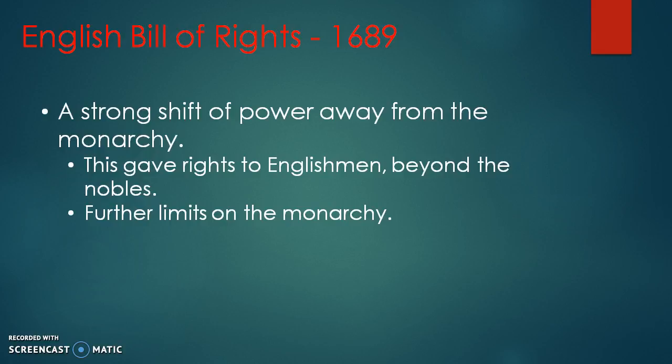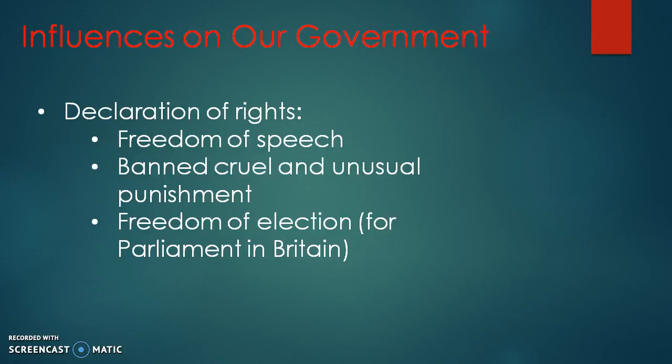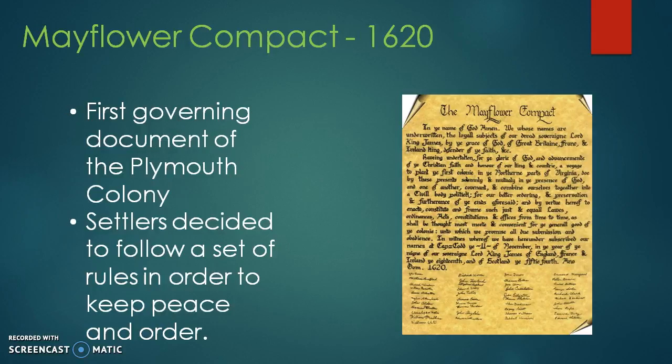And then we have the English Bill of Rights in 1689. This is a strong shift of power again away from the monarchy. It gives Englishmen rights beyond nobles. How it influences our government: it's the Declaration of Rights, so freedom of speech, ban on cruel and unusual punishment, freedom of election. This was for the Parliament of Great Britain, but it gives us the rights and freedoms that we know today.